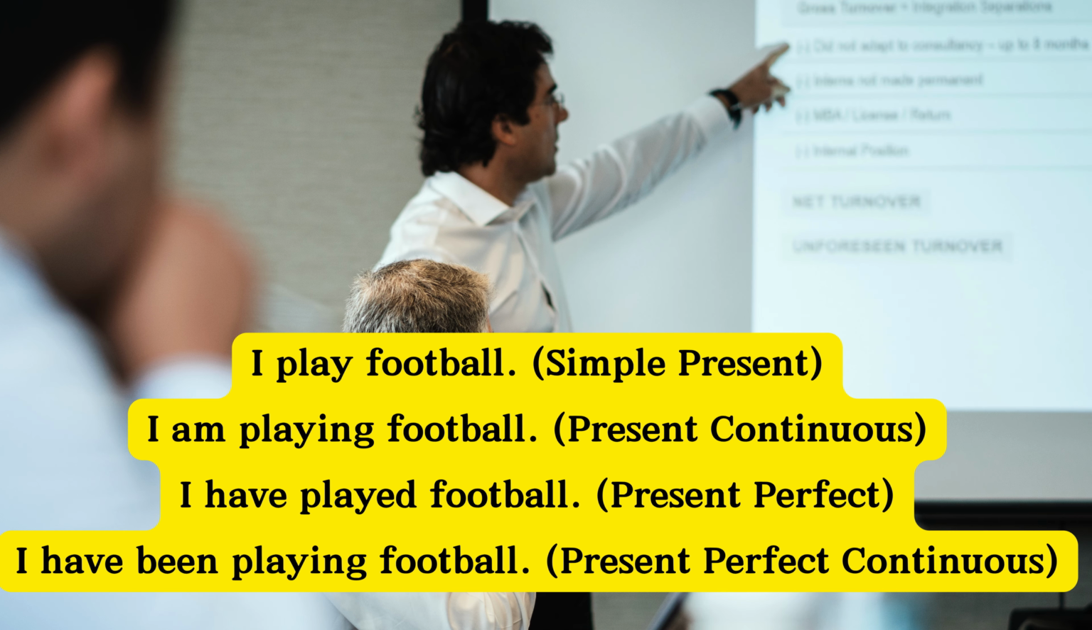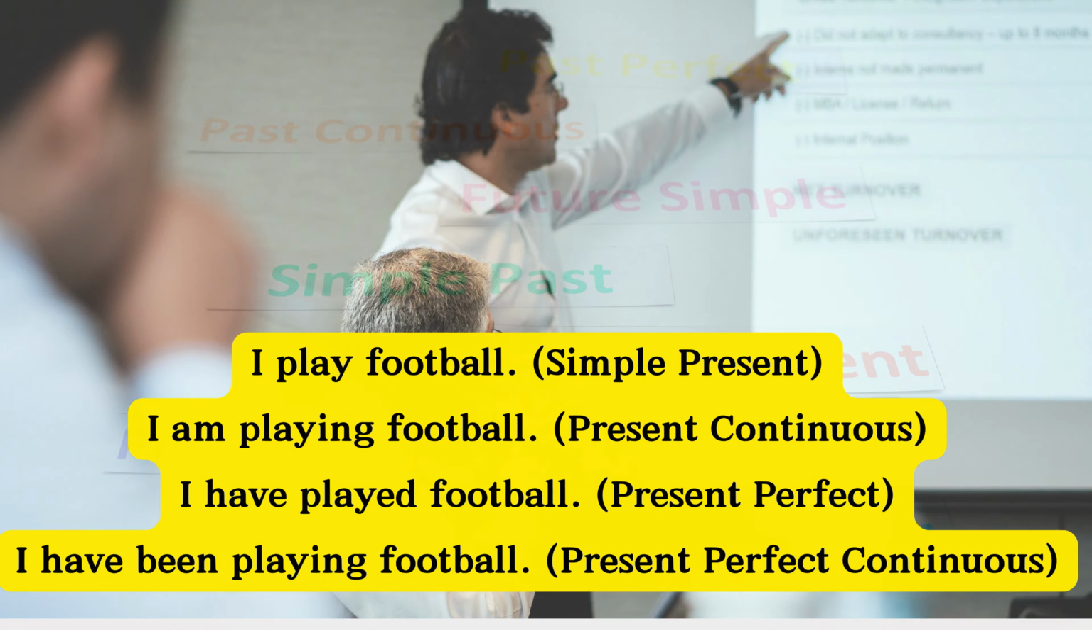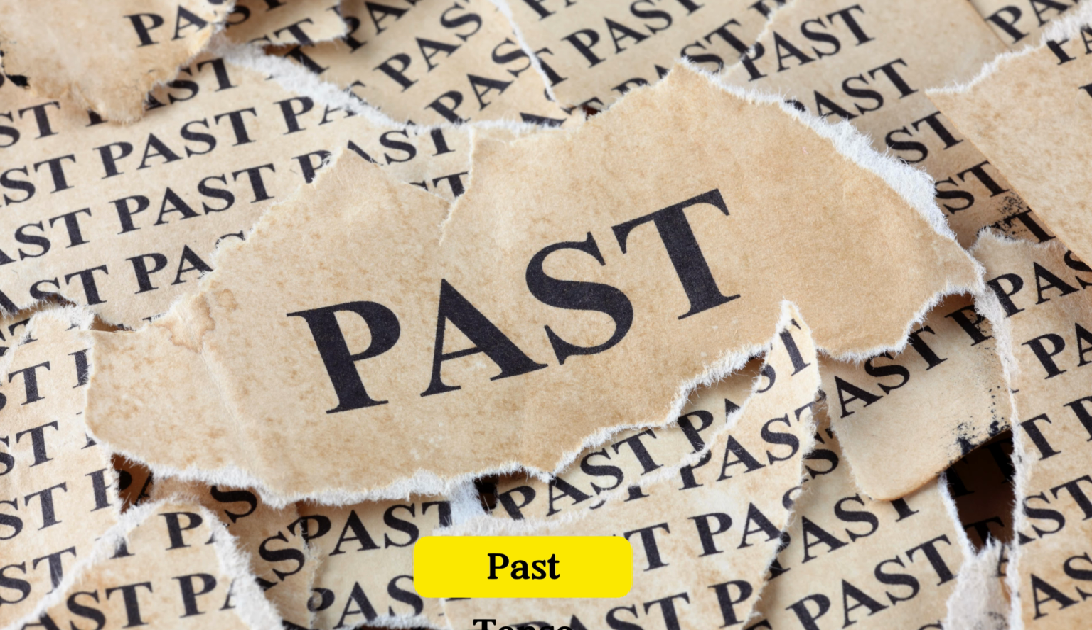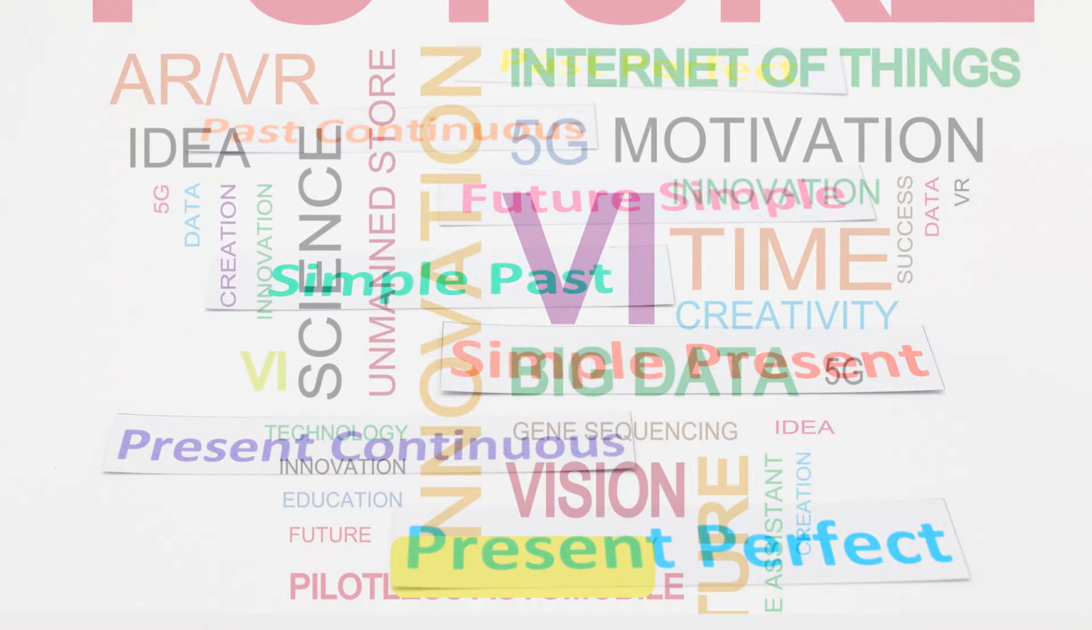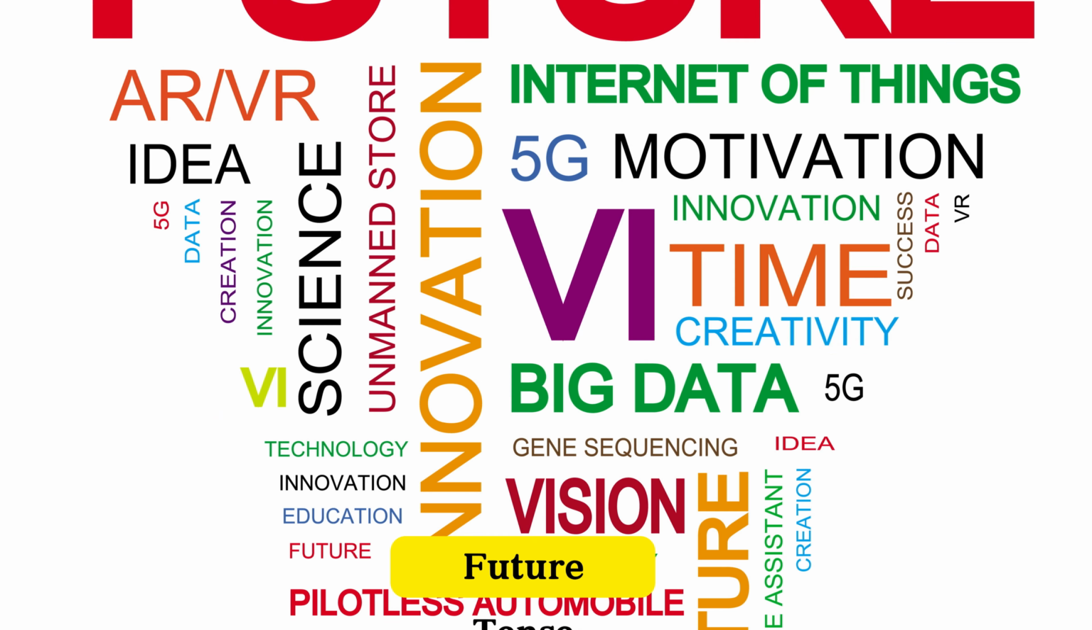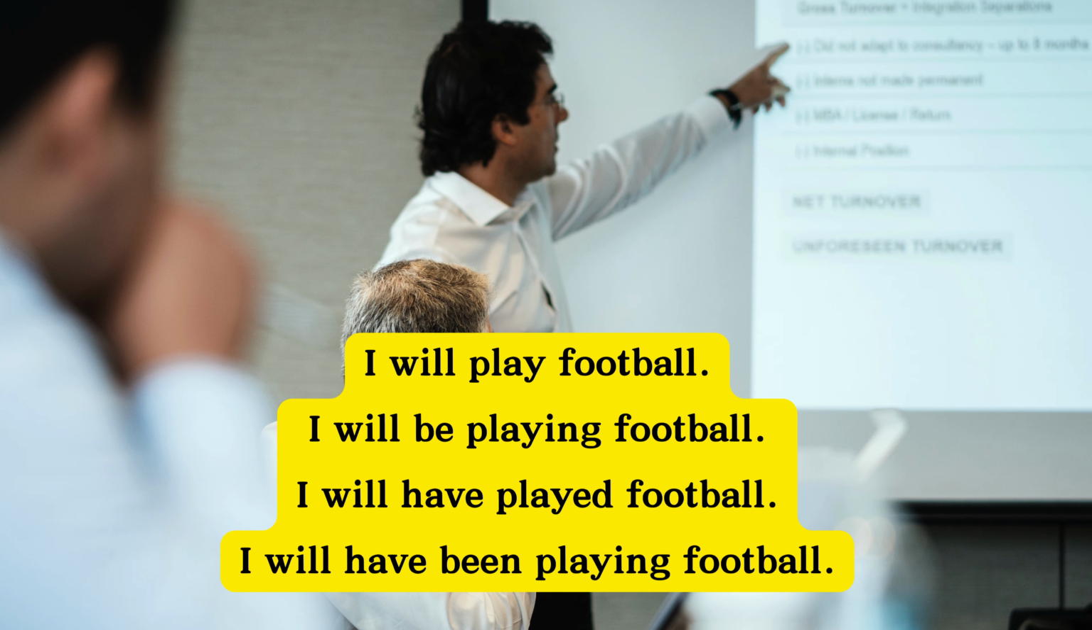I have played football. Present perfect. I have been playing football. Present perfect continuous. Now, the past tense. I played football. I was playing football. I had played football. I had been playing football. And finally, the future tense. I will play football. I will be playing football. I will have played football. I will have been playing football.